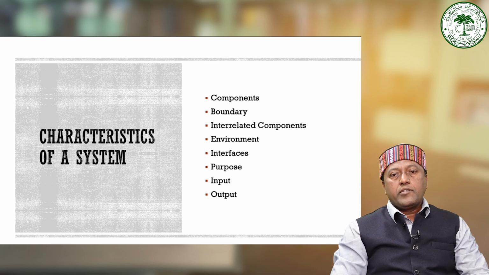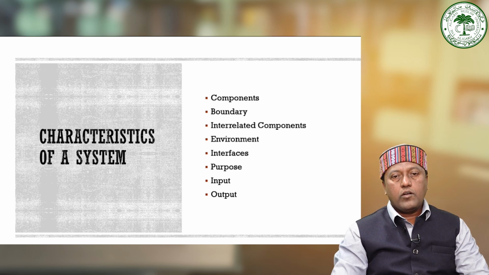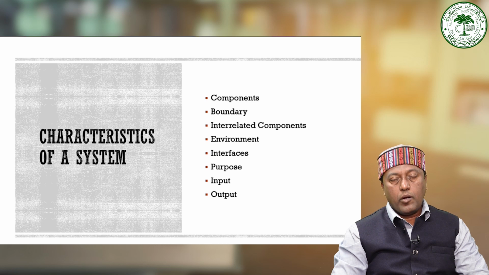Then coming to the characteristics of a system, what are the characteristics of a system? One is components. A library system is comprised of various components including books, catalogs, circulation desk, librarian, and patrons. These components work together to achieve the overall purpose of providing access to information resources. So, this is how the components have to be analyzed.